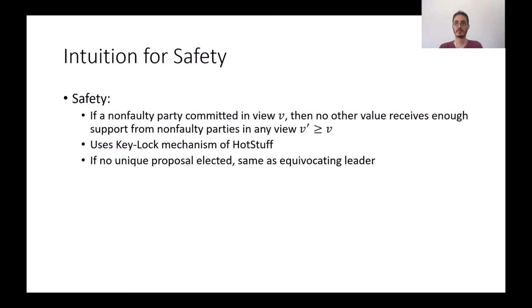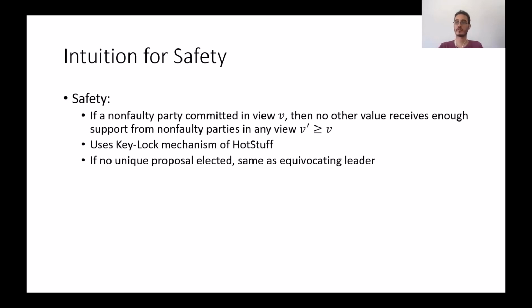So for safety, we achieve a property that if a non-faulty party commits in a view V, and by committing we mean is about to output a value, then no other value receives enough support from non-faulty parties in that view or in any later view. And if no other value receives enough support, then it won't proceed to later stages of that view. And that means that parties won't output that other value in those late stages. This property is shared with the HotStuff protocol and is achieved using the key and lock mechanism of HotStuff.